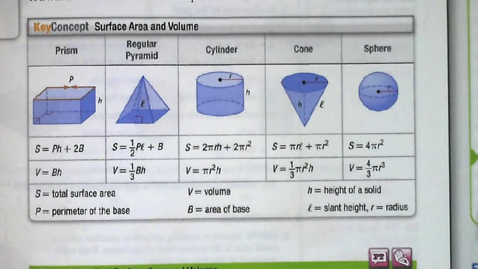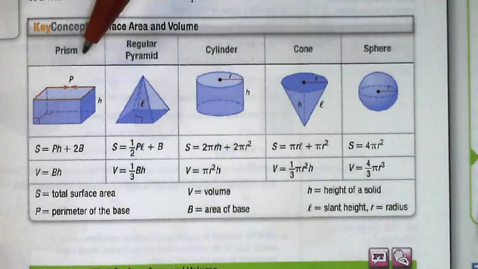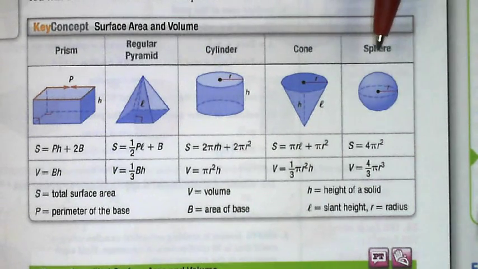Now, just like in the last section, we have another chart. This should be a refresher. These should all be things that you remember from previous courses. Surface area and volume: surface area of a prism, rectangular pyramid, cylinder, cone, and sphere. You should be familiar with the formulas for surface area as well as for volume and how to use them.